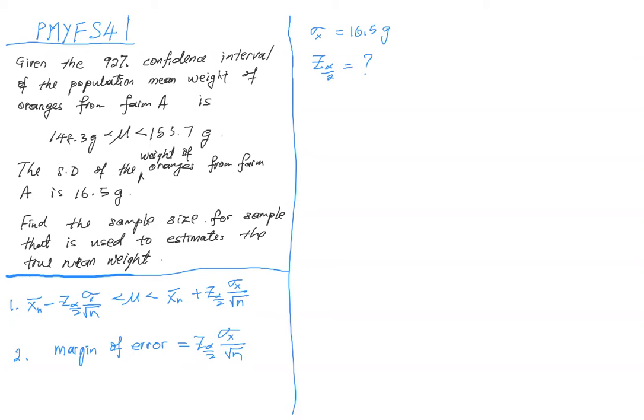Because if you want to find n using this formula, you must have this, and you must have this, and you must have this. So now, this problem is solved. How about Z alpha over 2? That is the standard score. Can we solve the standard score?